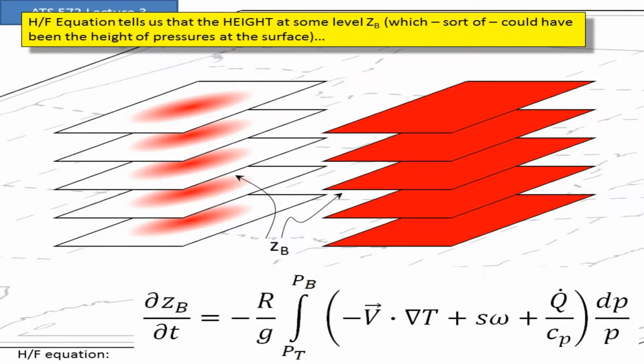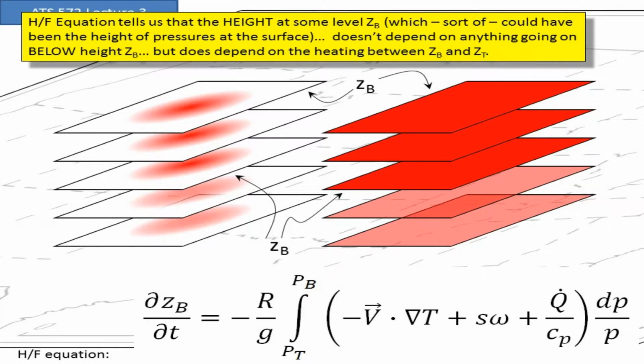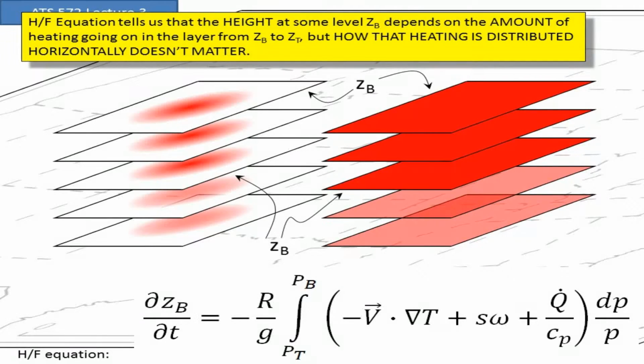Then the Hirschberg-Fritsch equation says that the height of that level doesn't depend on anything that's going on below that level, ZB. It's all about just the heating between ZB and whatever we call the top. I see I have a mistake on the slide. That's just ZT up there. But it's between there and the top of our layer. And the Hirschberg-Fritsch equation tells us the height of that level depends on the amount of heating going on, but not how that heating is distributed. How it's being distributed horizontally doesn't matter.